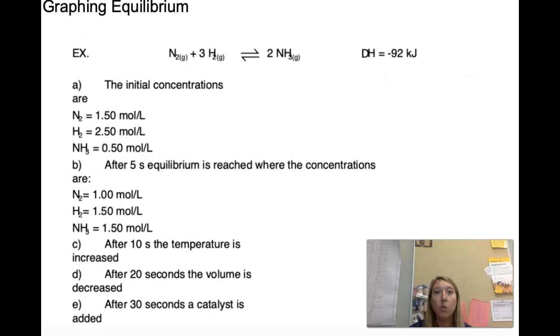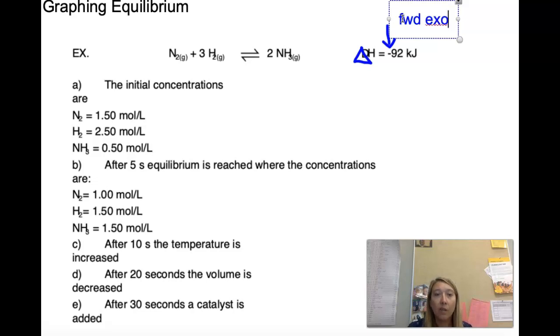Okay, so here's the example we are going to work with. We're going to work with nitrogen plus 3 hydrogens to give us 2 ammonias. Formatting went kind of wonky on this, and I really don't know why. So over here, this is our delta H, okay? We're looking at the fact that it is negative, right? Remember, a negative delta H tells us that the forward reaction is going to be exothermic, okay?